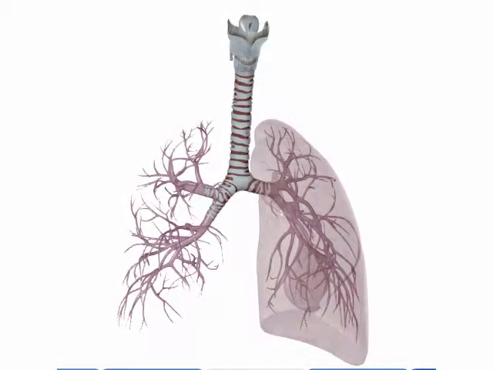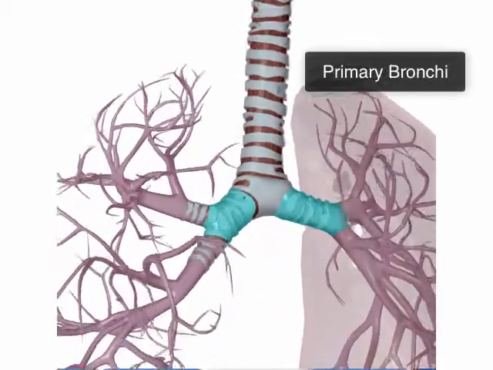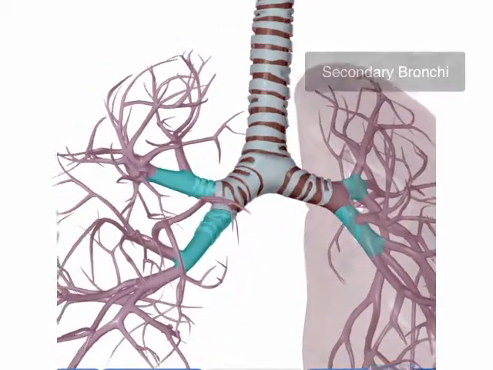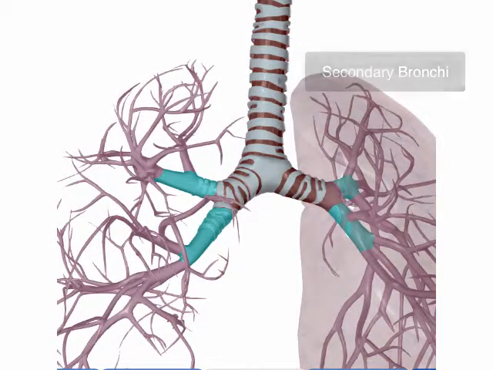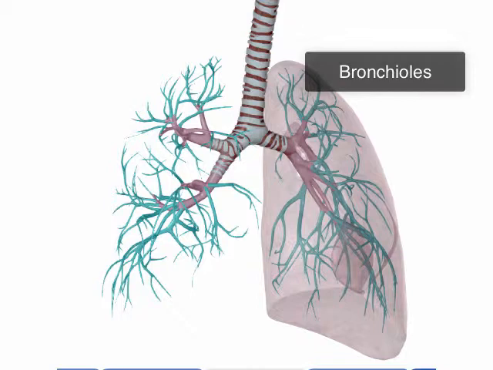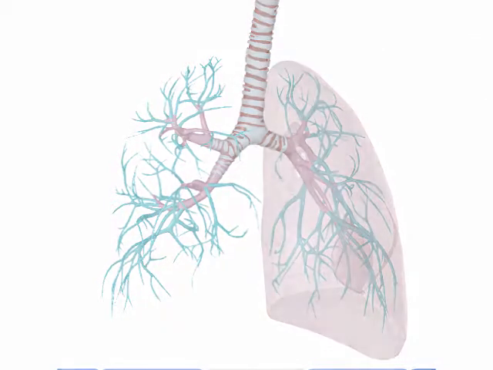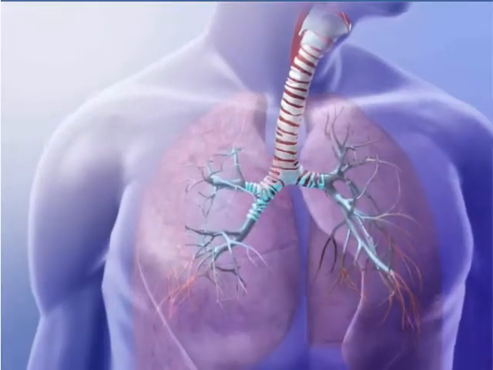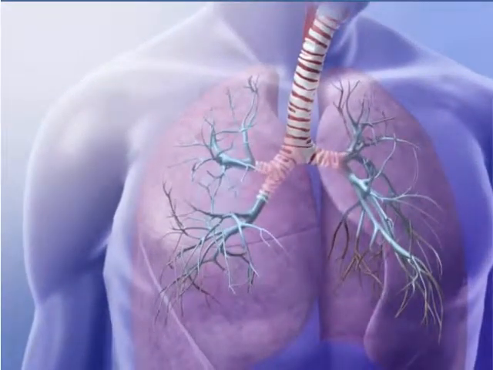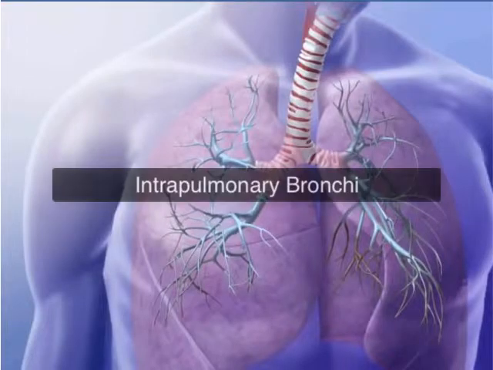The respiratory tract forms a branching hierarchy consisting of the trachea, the primary bronchi, the secondary bronchi, the tertiary bronchi, the bronchioles, and finally the terminal bronchioles at the very end. The primary bronchi are outside the lungs and are therefore known as the extrapulmonary bronchi, whilst those within the lungs are known as the intrapulmonary bronchi.